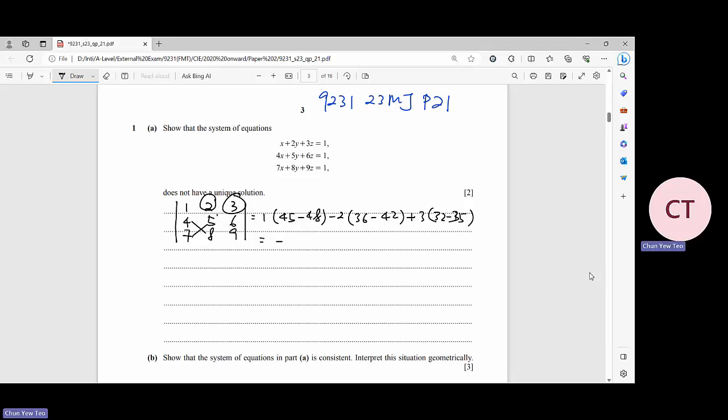So over here, you get this one as -3, this one as +12, and this one as -9, and it is equal to 0. So therefore, it does not have a unique solution. Okay, just like that. So this will be the answer for part A.